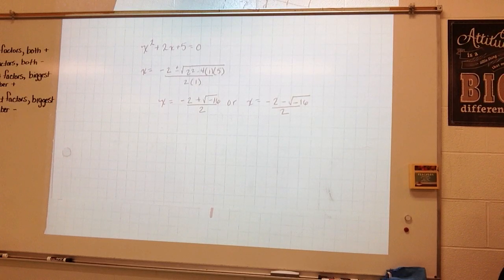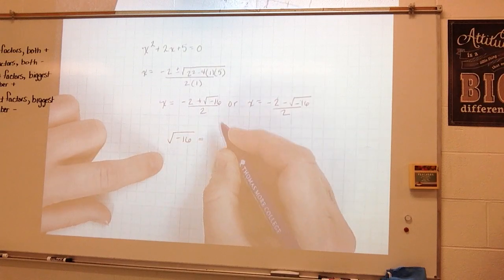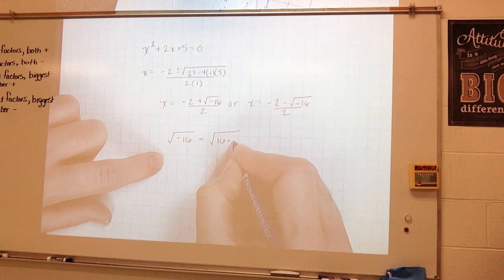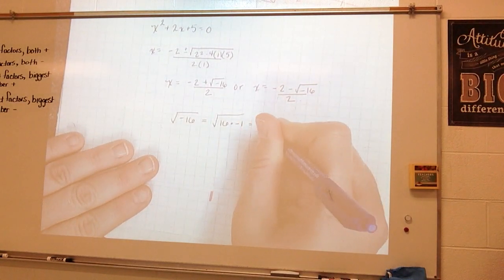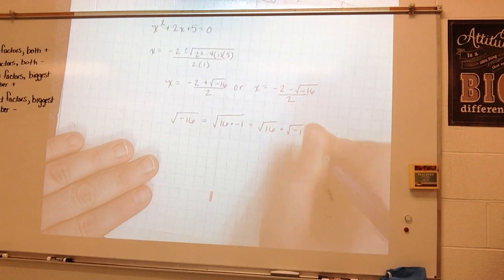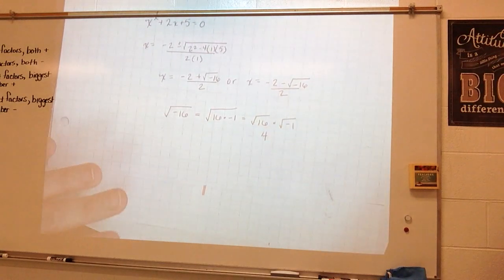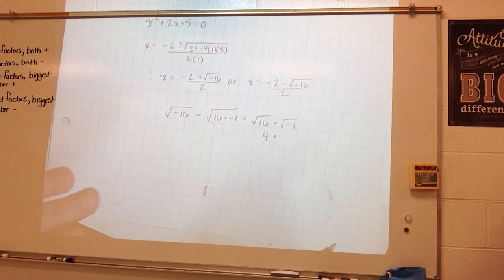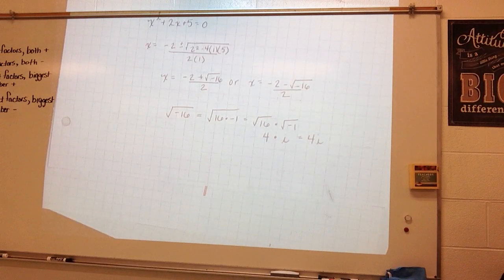Now we can rewrite the square root of negative 16 as the square root of 16 times negative 1. Alright, and then our properties of square roots tell us that I can now do the square root of 16 and the square root of negative 1. Well, the square root of 16 is 4, and the square root of negative 1, think about it, negative 1 is i squared, so the square root of i squared would be i. So now I can say that it is 4i.